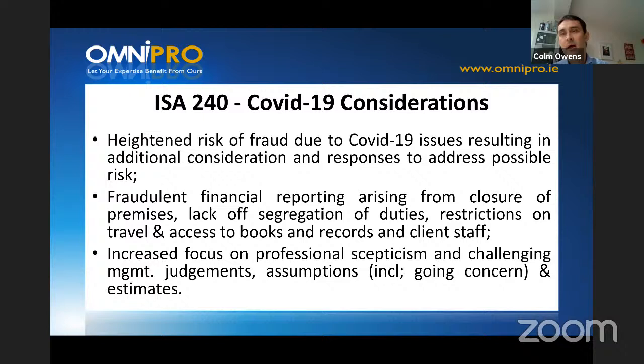From an auditor's point of view, that needs to be tied in. So it goes back to professional skepticism under ISA 240. You'll see that coming through all the ISAs: professional skepticism and challenging of management's judgments and estimates.